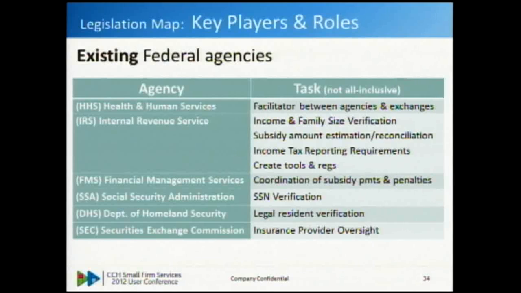SSA, anyone get a 500 series reject ever? Another reason for one, the SSN validation will still have to happen at the end of the state exchange, so don't expect those to go away anytime soon. And then DHS, legal resident verification, and SEC, they have to do the administration of the oversight of insurance providers. And you guys care about this because insurance providers now have reporting requirements to taxpayers or to the holders of the policy, which often translates into a taxpayer.